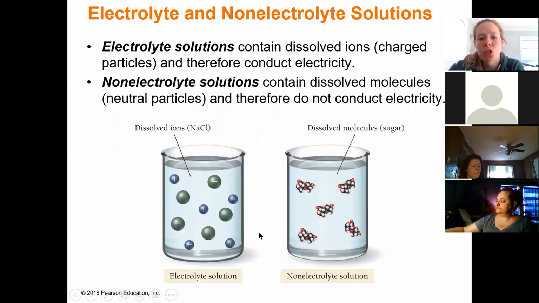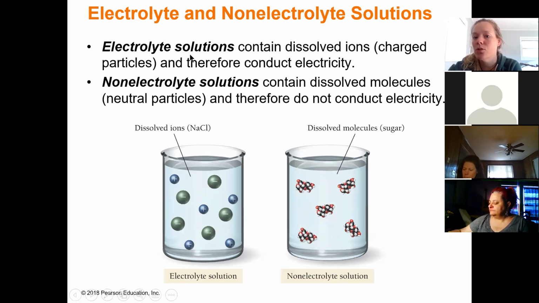If we look at an image here, on the left, this would be dissolved NaCl. Do you see how the Na and the Cl broke apart into charged ions? Over here on the right is table sugar. Here are the little molecules. The molecules are no longer connected to each other in a solid form, but the molecules stay as a packet. Why is that important? Because when you break apart into ions, you create what's known as an electrolyte solution.